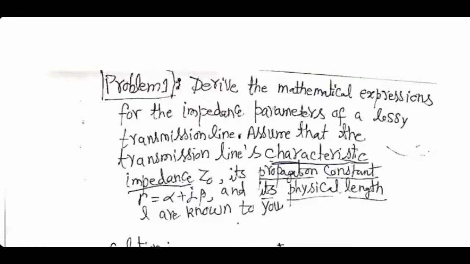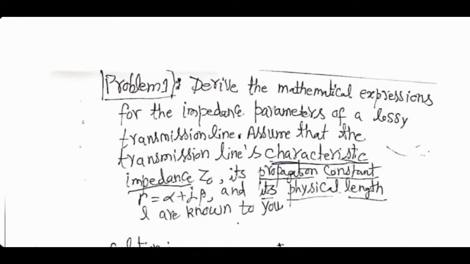Impedance parameters of a transmission line. We will assume that characteristic impedance is known to us for the transmission line. The propagation constant, which is a complex number, alpha plus j beta, is also known, and the physical length of the line is known as well. Later, we will distinguish between physical length and electrical length. Electrical length will be L divided by lambda. That's why I'm using the word physical length here.